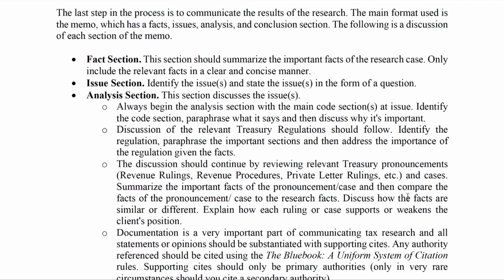Issue section. You're going to identify the issue and state the issues in the form of a question. So maybe you have a medical expense question with a swimming pool. That's what we do in the How to Write a Tax Memo video, which I recommend watching after this video. Your question might be, does the swimming pool expenditure qualify as a Section 213 medical expense and is it deductible in the current year? That might be the issue that you write. Something like that. And I'll show you a memo in a second to give you some ideas.